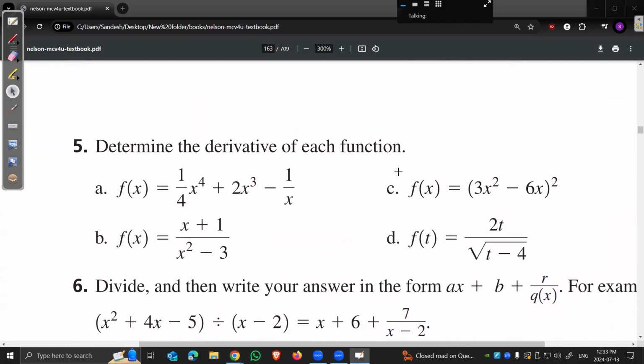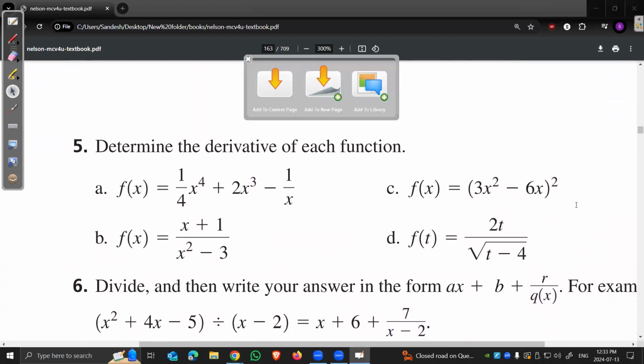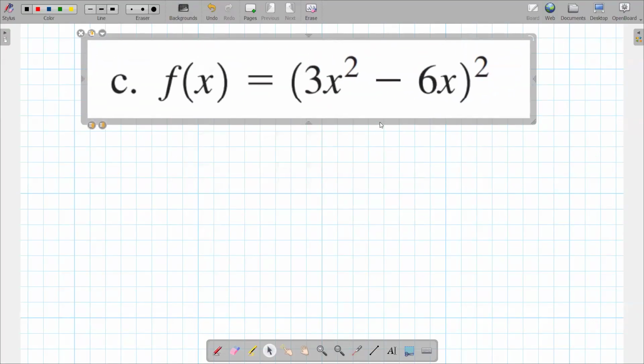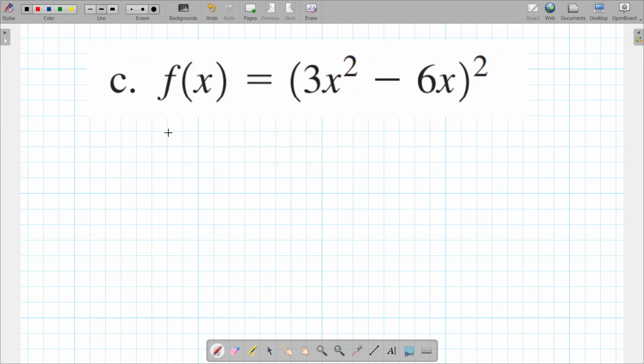It says determine the derivative of each function. Just the first derivative. What's the first derivative of this? So you bring the 2 down, okay? You have to bring the 2 down. Everything inside the bracket stays as it is. Take 1 away from the exponent, and then the chain rule.